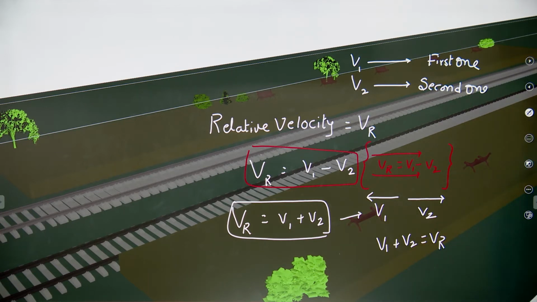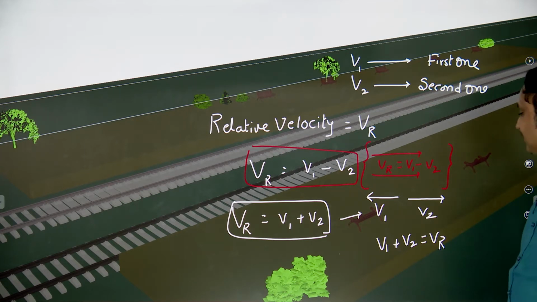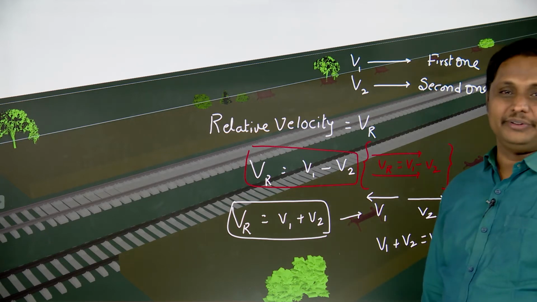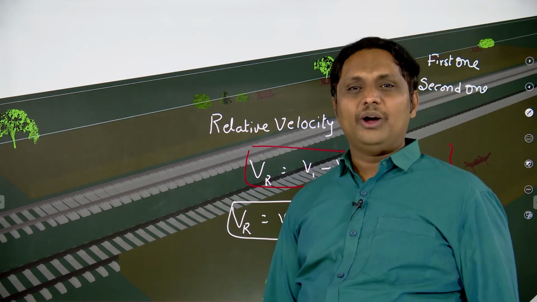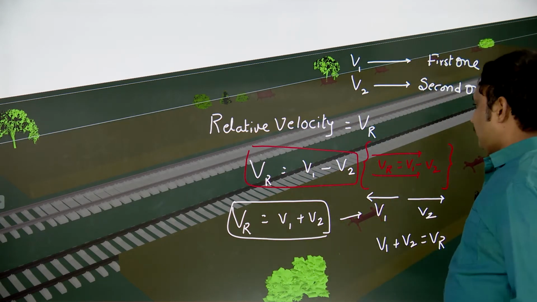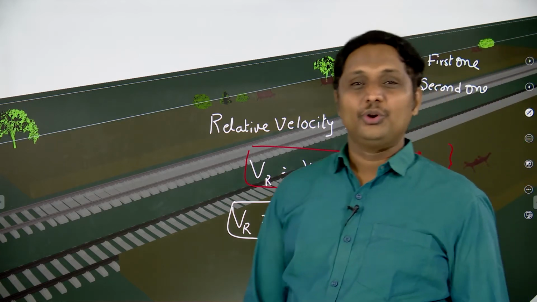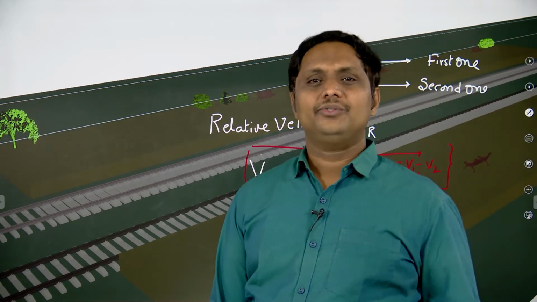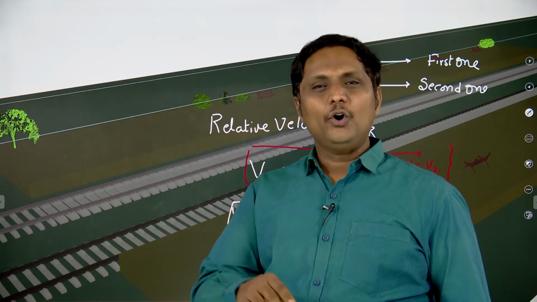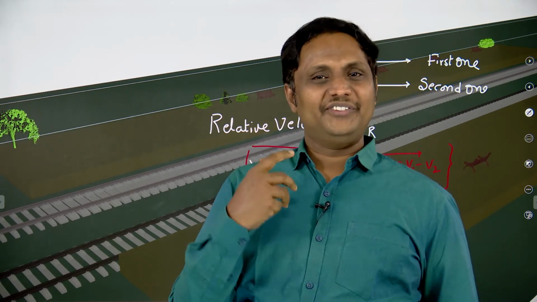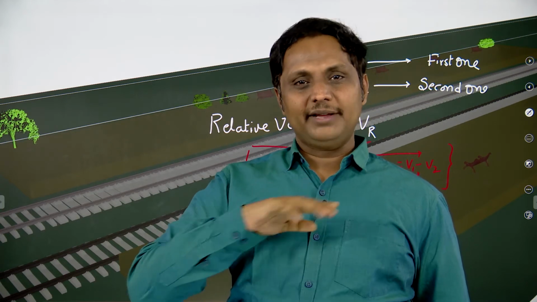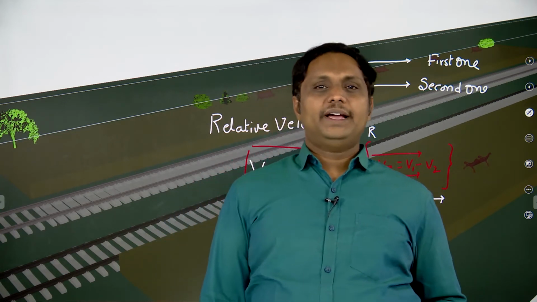This is the case of two trains crossing with each other. Just confirm that. It's very clear. The relative velocity is going to be sometimes more, sometimes less. It depends on the direction we have considered: they are going to be in the same direction or in the opposite direction.